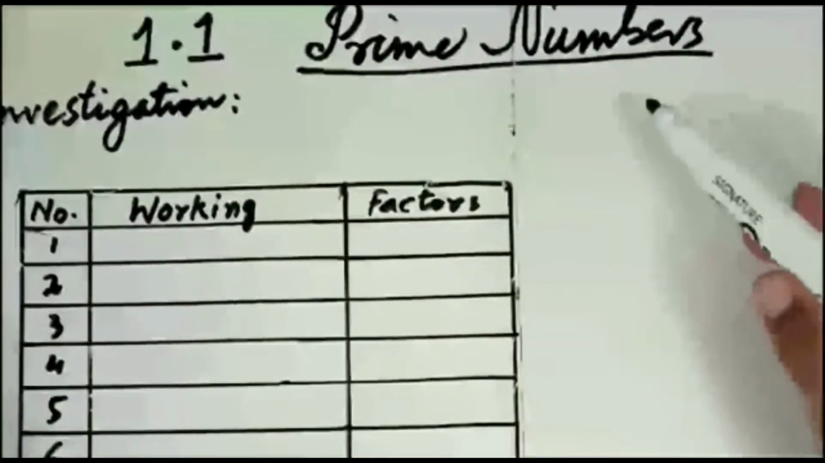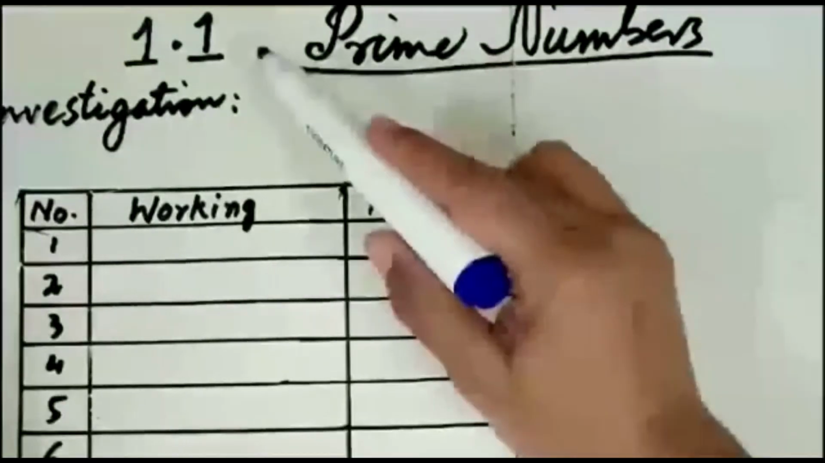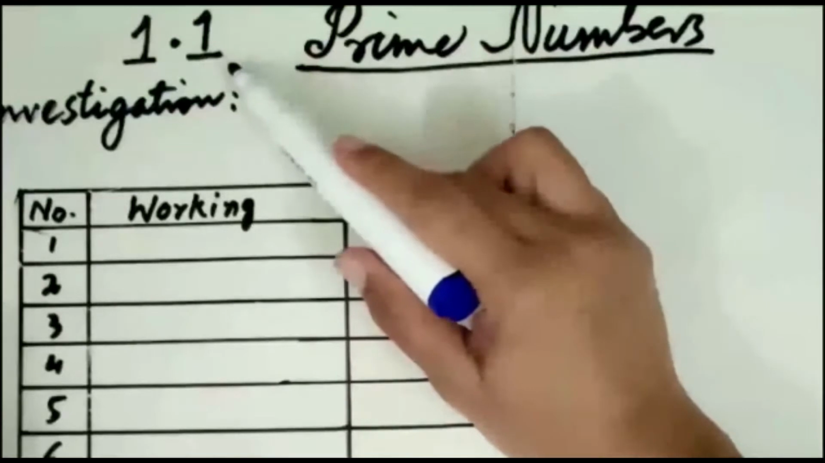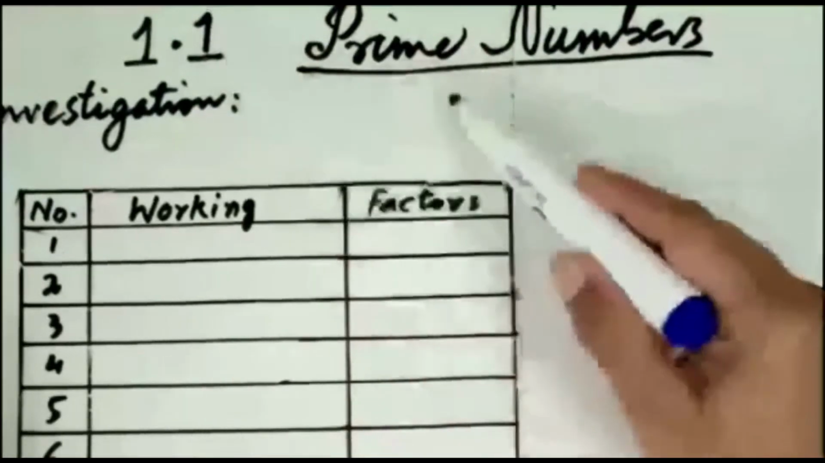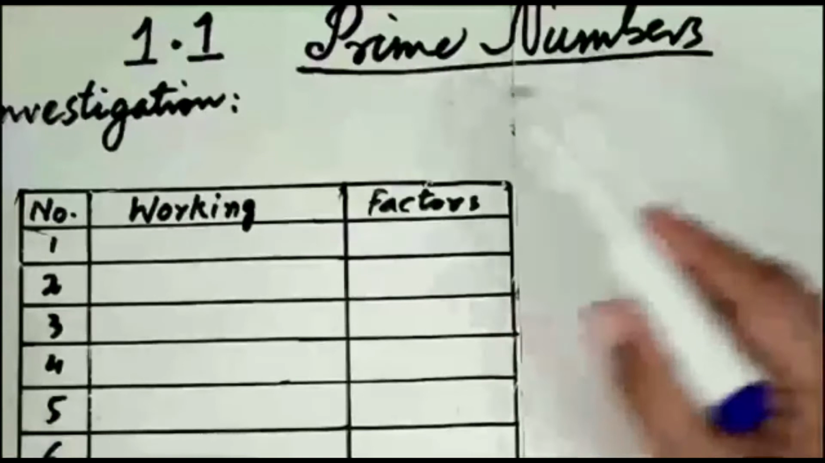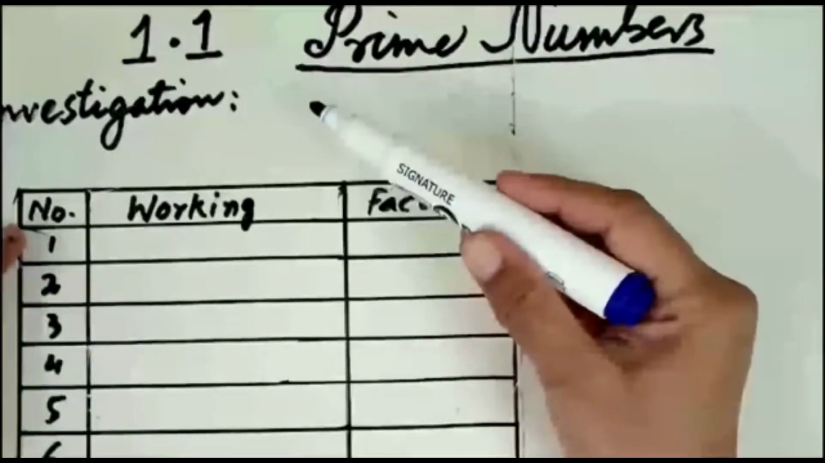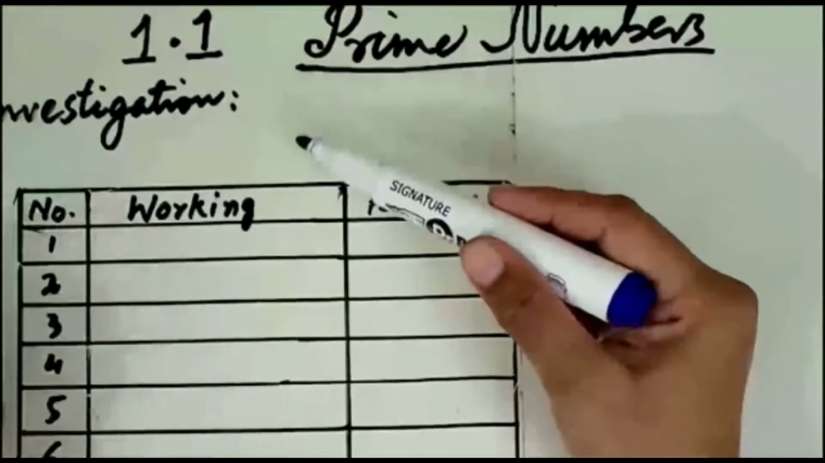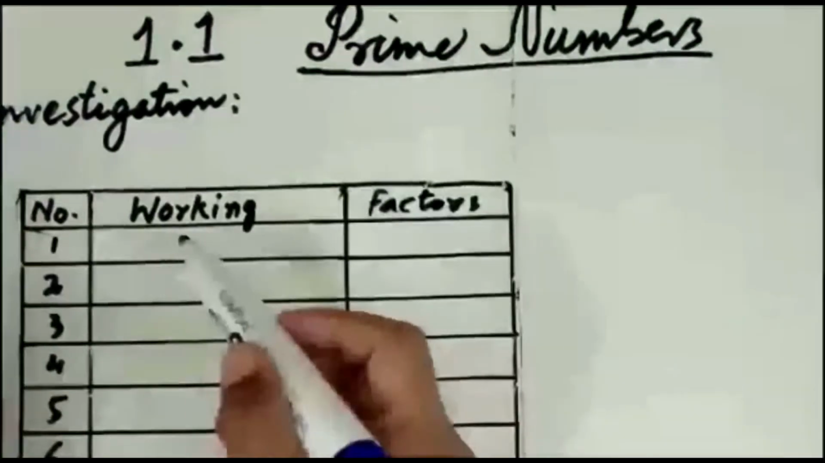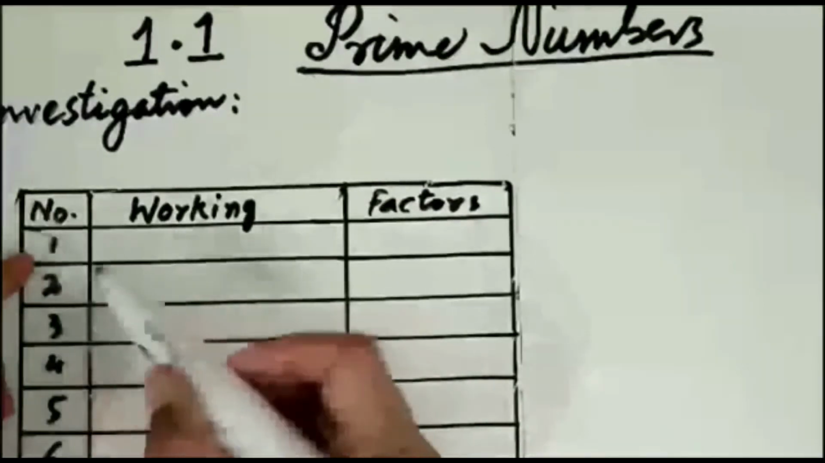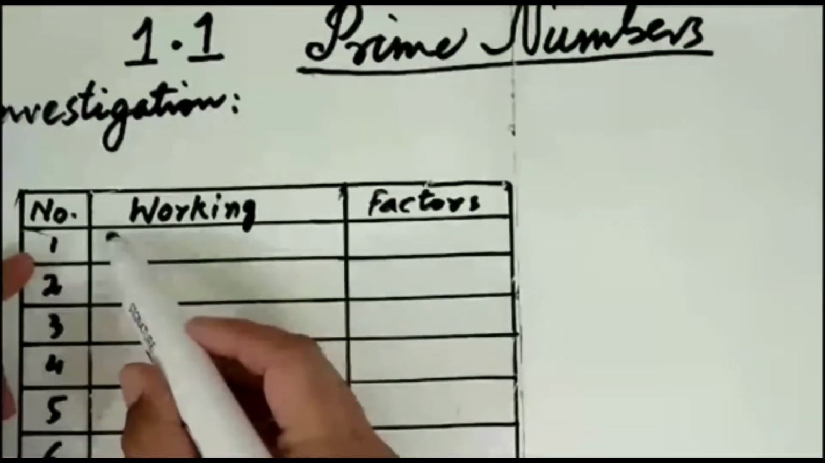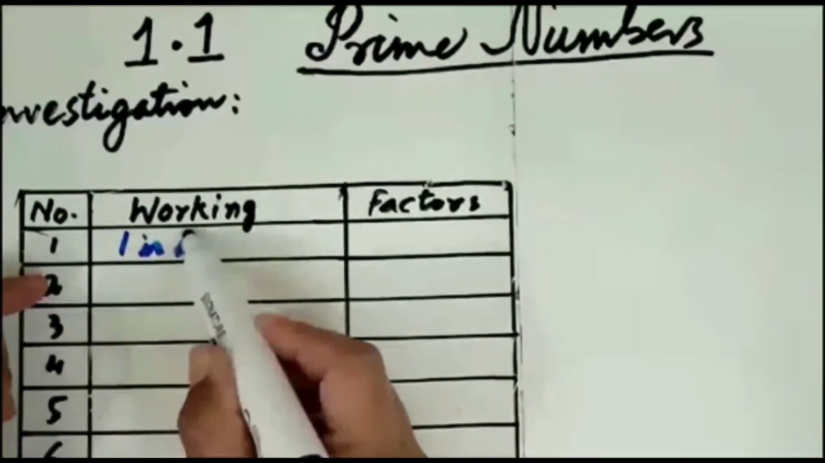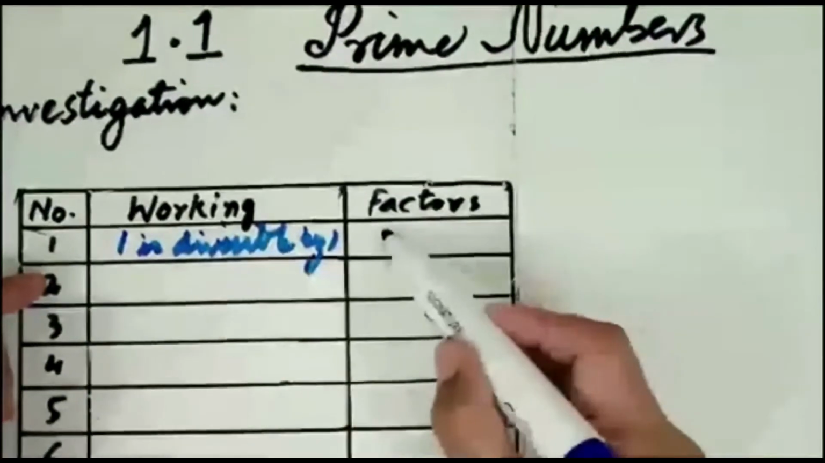Here we are gonna start our new topic. The chapter is prime numbers, LCM and HCF, and this is the first topic, 1.1 prime numbers. Now we are going to investigate some of the numbers from 1 till 12, and we are going to find out the factors of these numbers. Here we will do the working. 1: there would be only one factor of 1, which is 1. 1 is divisible by 1 only. So 1 would be the factor.